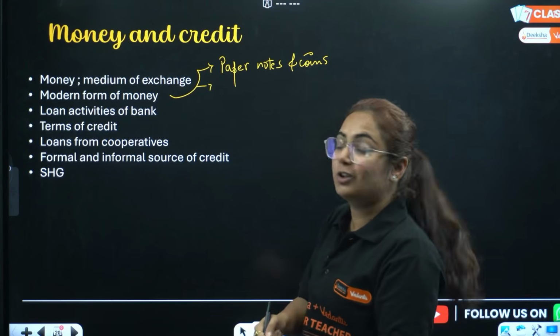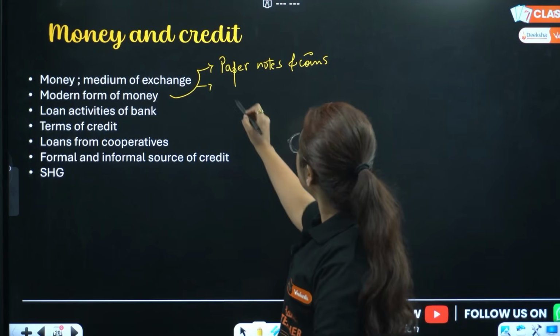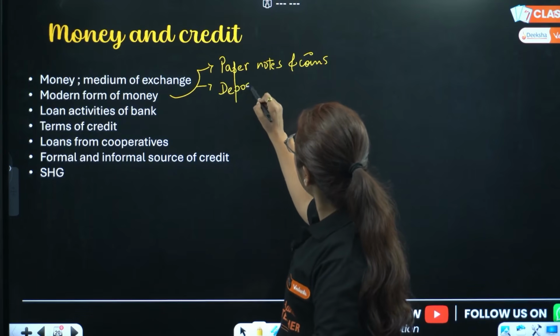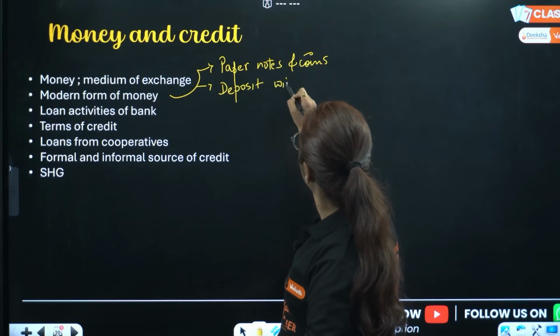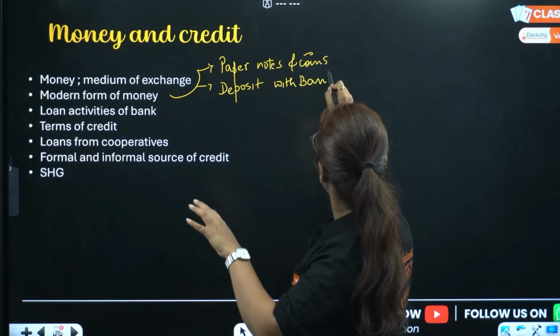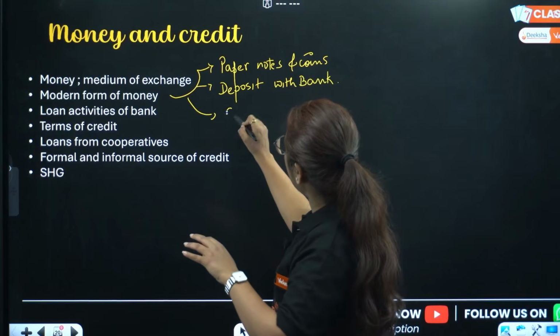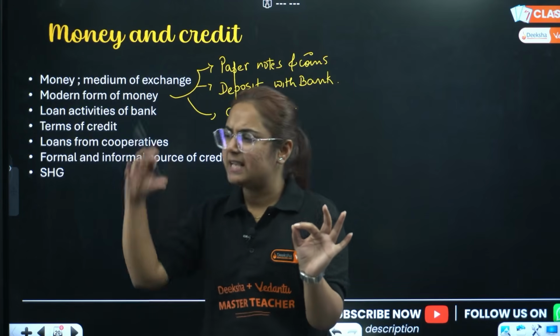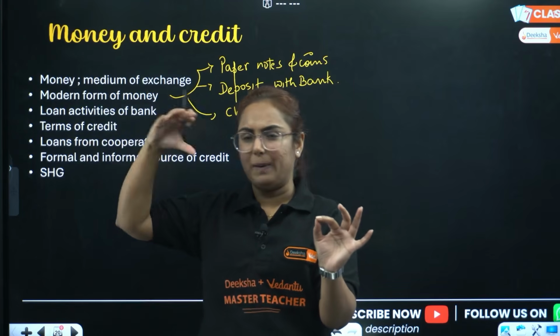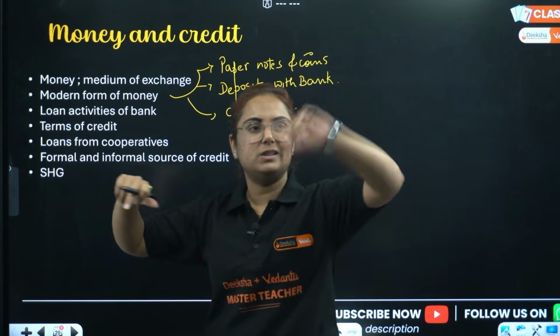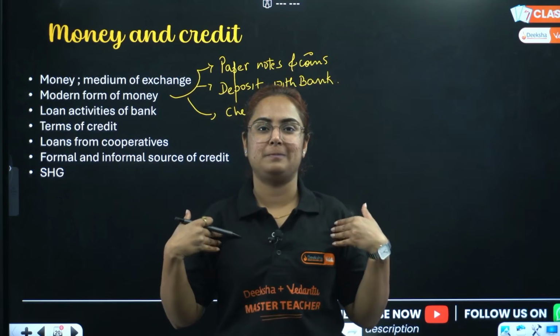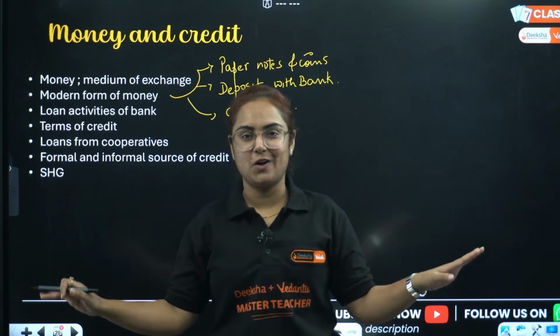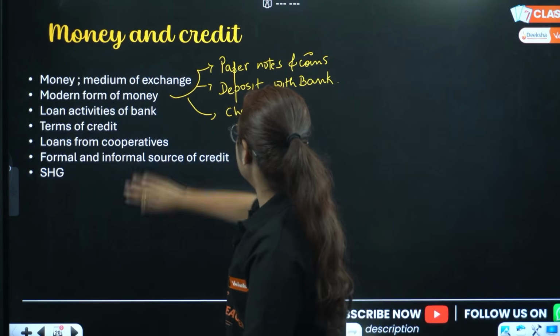So paper notes and coins. The next one is deposit with the bank. Whenever you have excess money, go to the bank and deposit it. This is also a modern form of currency. Third and the important one is the check. What is a check? A paper instructing the bank to pay this amount of money to this person from my account. That's it. So this is a check.